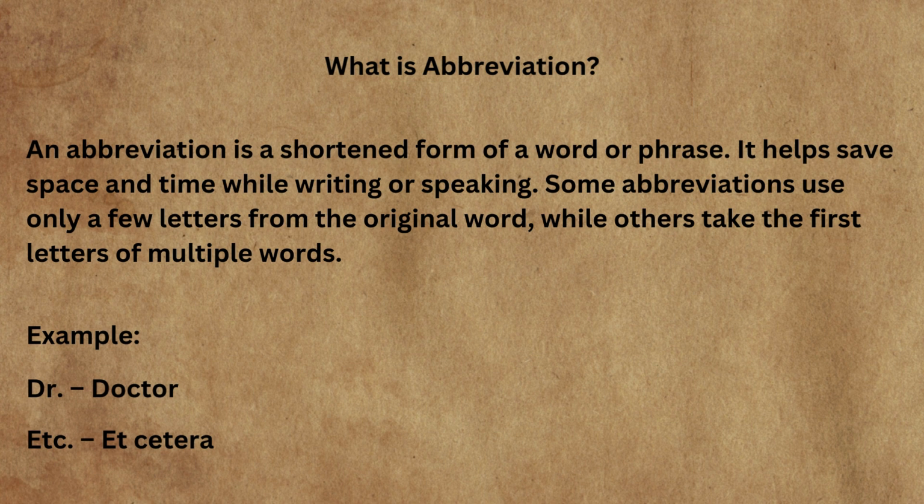Now let's go through this video. What is abbreviation? An abbreviation is a shortened form of a word or phrase. It helps save space and time while writing or speaking. Some abbreviations use only a few letters from an original word, while others take the first letters of multiple words. Example: Dr stands for doctor, etc stands for et cetera.